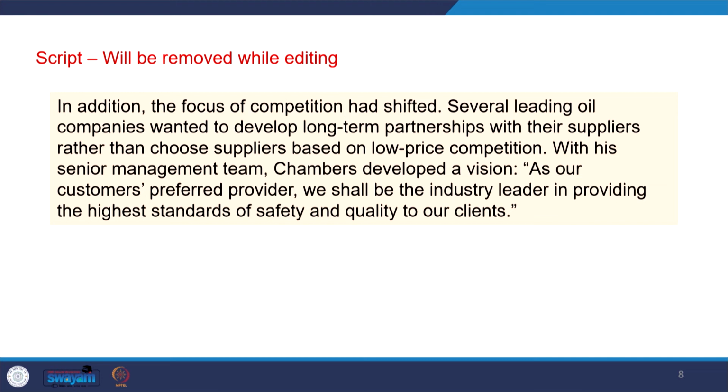Now, Chambers developed a vision with his team of people. He said, as our customers' preferred provider, we shall be the industry leader in providing the highest standards of safety and quality to our clients. So, this is the vision they made: let us provide the highest standards of safety and quality.